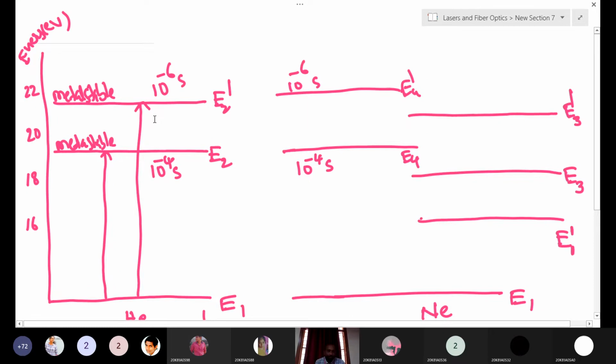Here is one more point. These atoms will go to the higher energy levels also, but we are not drawing these states. Why? Because we draw only what is useful for the laser transition, and many levels are involved here, so it would cause more confusion. That's why I am not drawing them.